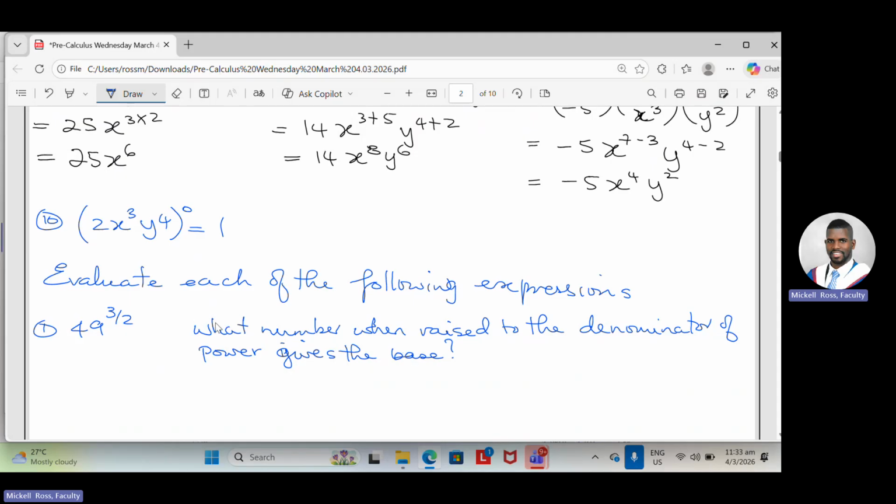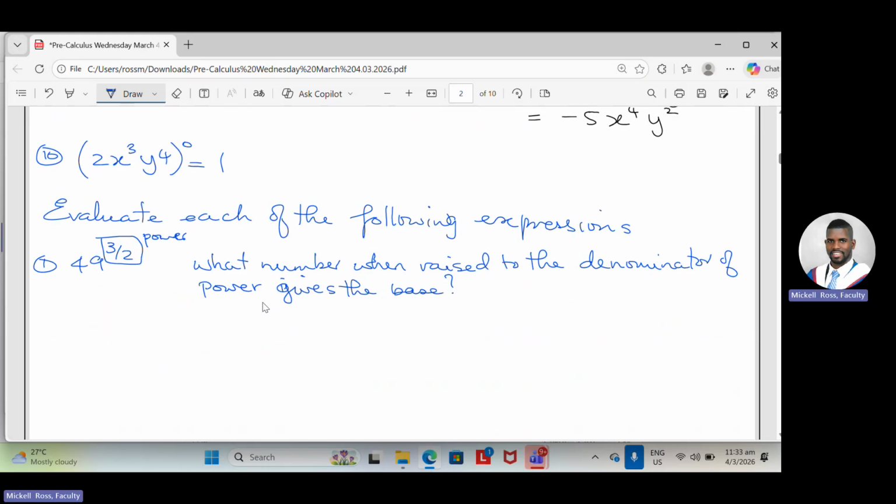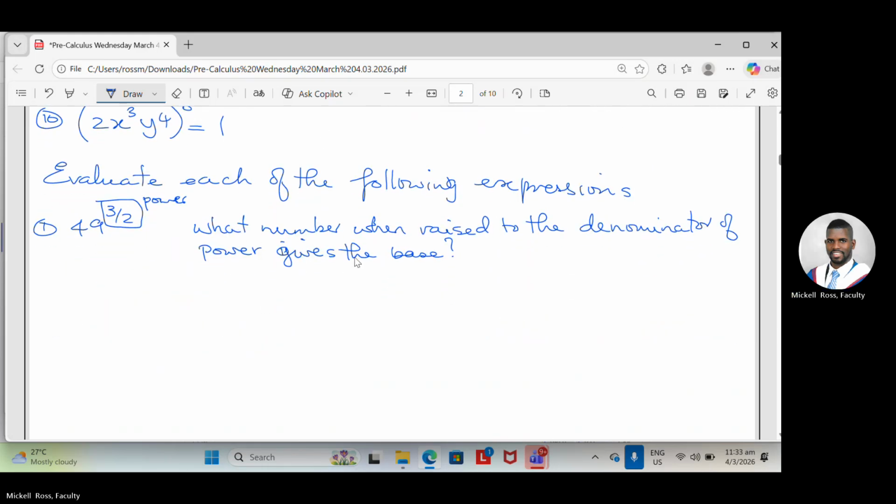What is the denominator of the power? The denominator of the power is equal to 2. All of this right here is the power, same thing as the index, same thing as the exponent. So what number, when I raise it to the denominator of the power, is going to give me 49? Why do we say 49? Because 49 is the base, right? I just say base, because your base can change and your fraction can change. So it must give the base.